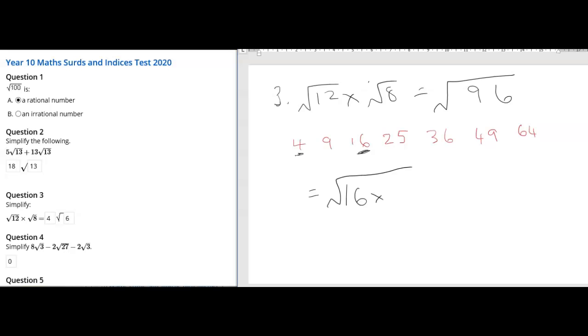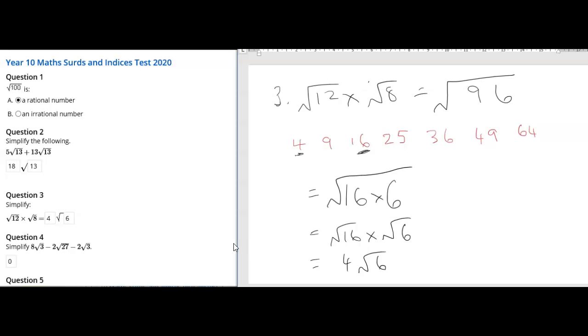Now I wasn't really counting as I went along before, but I'm going to cheat and I can see the answer over there is 6. But you can always check. 16 times 6 gives you 96. Now, the reason we do that is because we can now separate it to become root 16 times root 6. Root 16 is 4, and then we've got root 6. So your answer is 4 root 6.